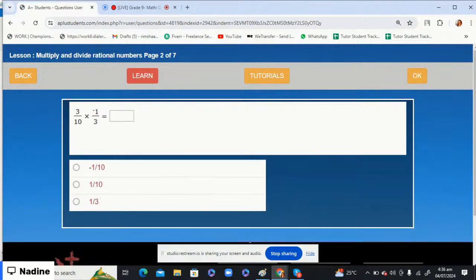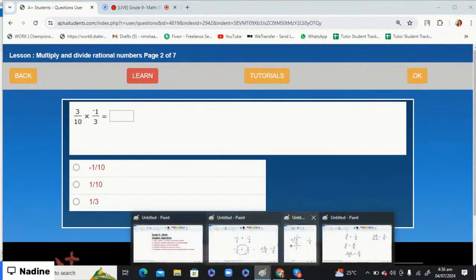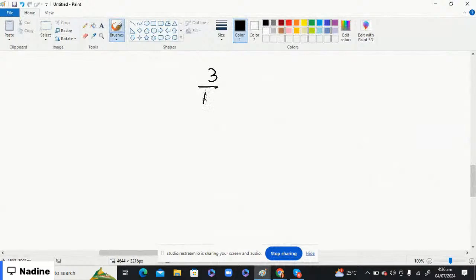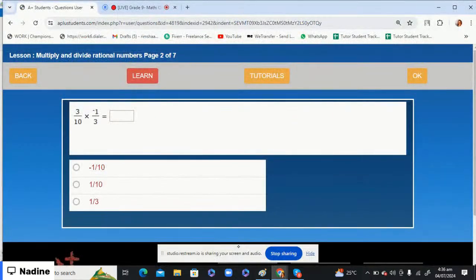Okay, let's do this one: 3 by 10 times minus 1 by 3. It's already in multiplication, so how can we cancel out? We can cancel this with this one and this with this one. We are canceling these two because both are the same, 3 and 3. So this becomes 1, and this becomes 1. So 1 times minus 1 is minus 1, and 10 times 1 is 10. So this is your answer: minus 1 by 10. That is here.